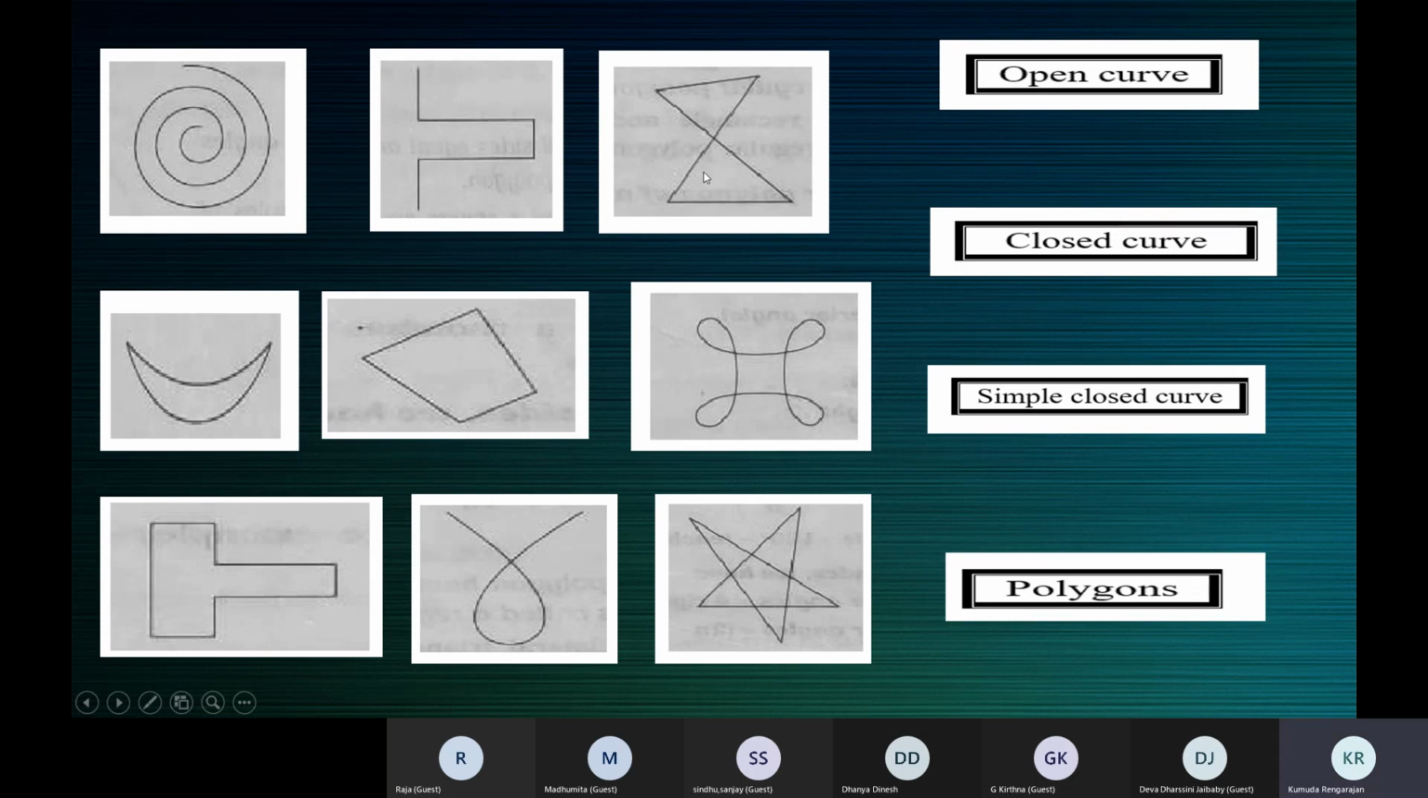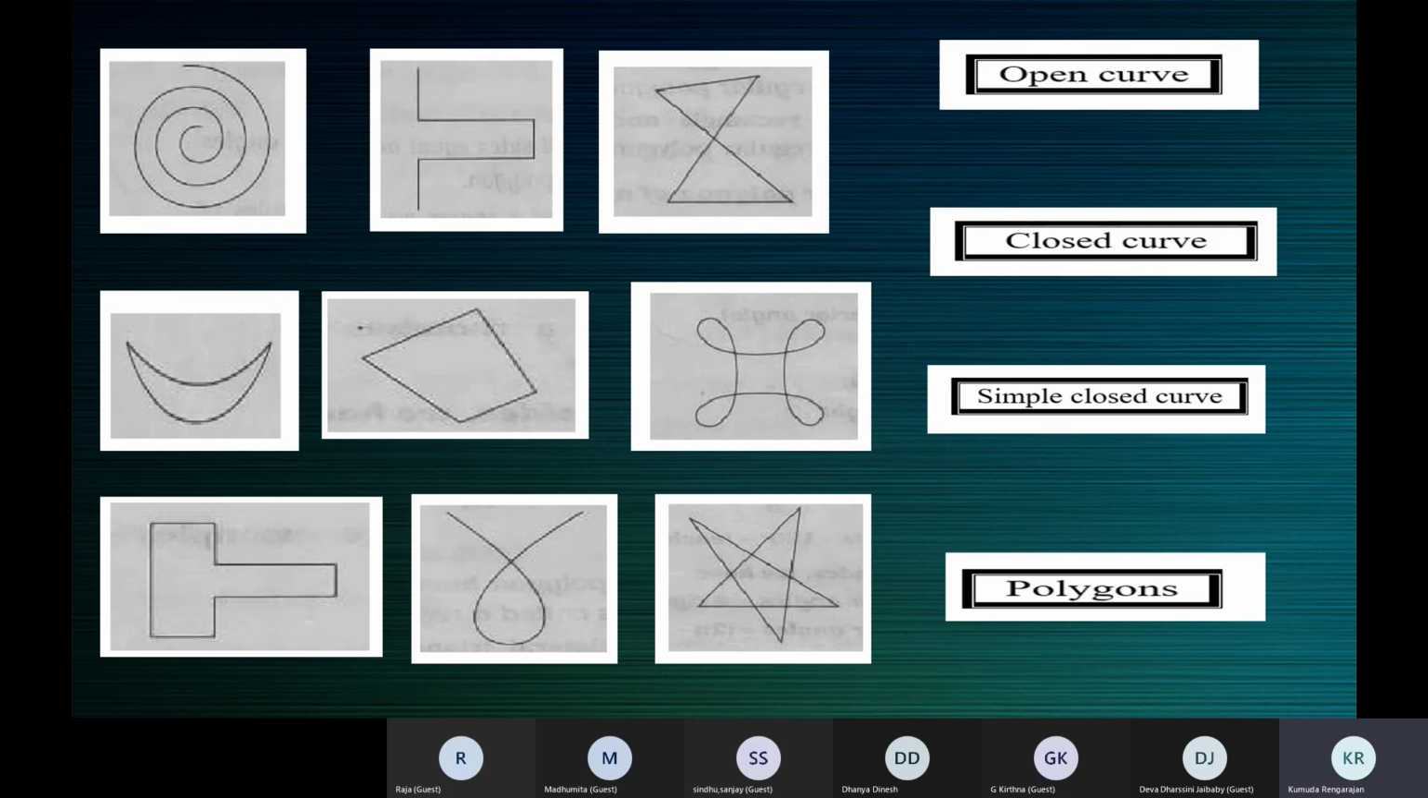So this figure intersects itself. See, the figure goes over itself here at this point. So it is a curve because this figure can be drawn without lifting the pencil. This is a curve. It is a closed curve because the start point is equal to the end point.